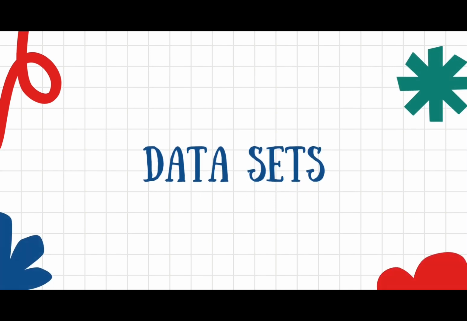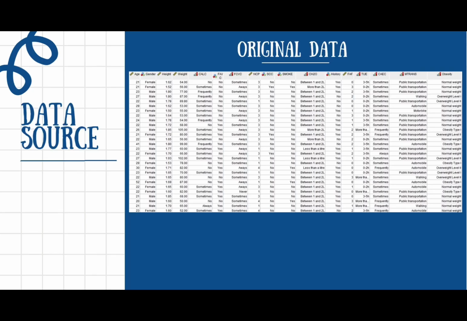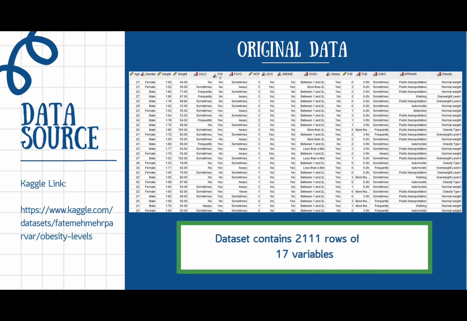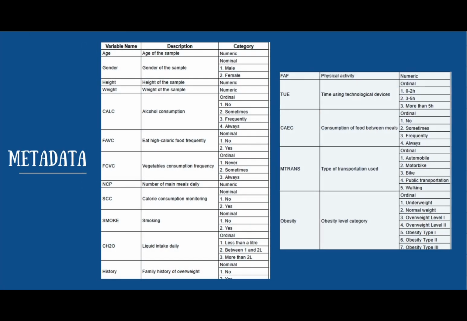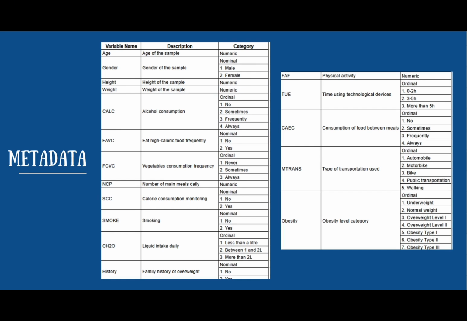Next we will look into datasets used for this analysis. The original data titled Prediction of Obesity Levels Based on Eating Habits and Physical Activity from Kaggle website. The dataset contains 2,111 rows of data and 17 variables, with 5 quantitative data and 12 qualitative data. The figures show the metadata tables of variable names with the description and the category of data.